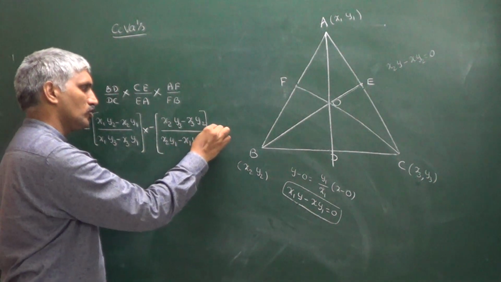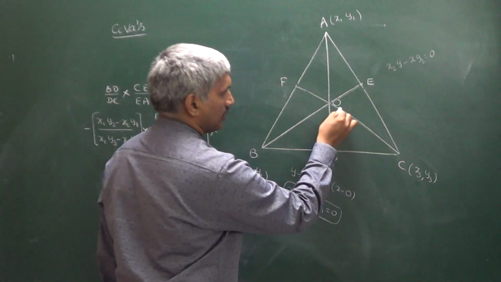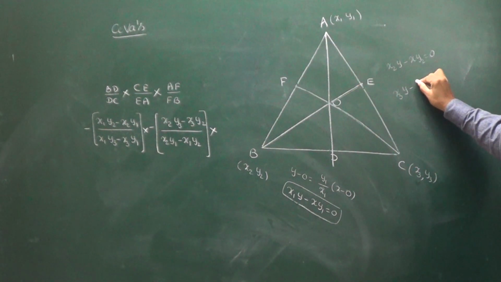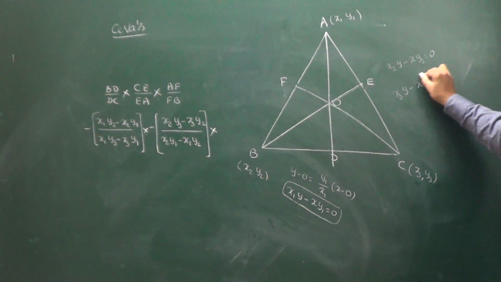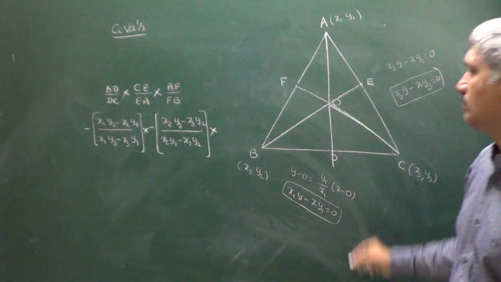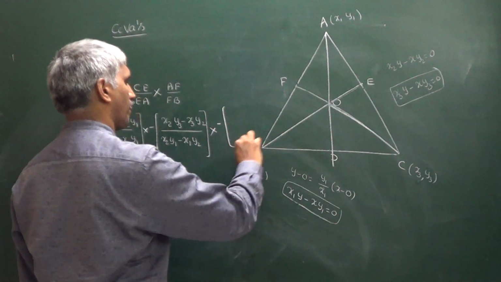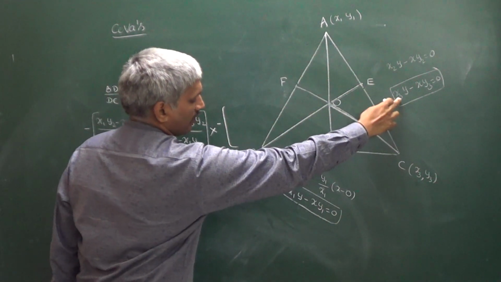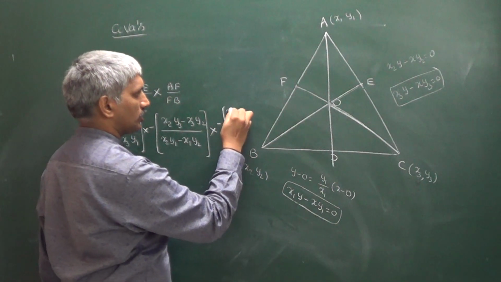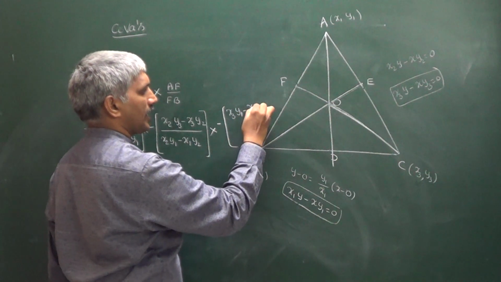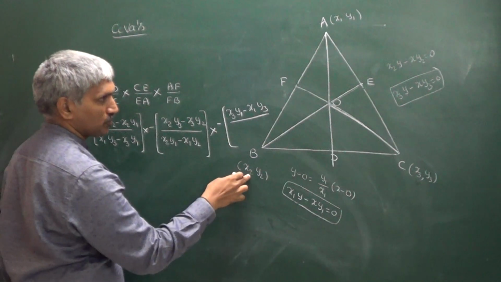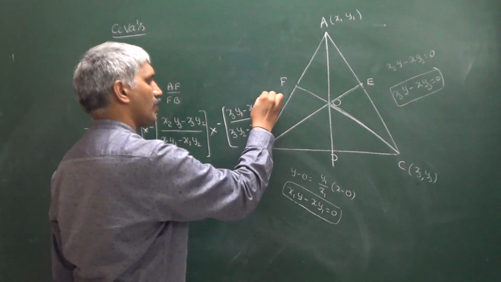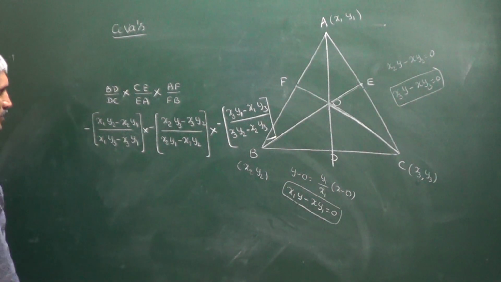Right? Next one, into. What about the CO line equation? The CO line equation is x3 y minus x y3 is equal to 0. Now same apply, minus of, tell me, minus of L11 by L22. Observe there. x3 y1 minus x1 y3 divided by this point, substitute there, x3 y2 minus x2 y3. That is the ratio. Observe here.